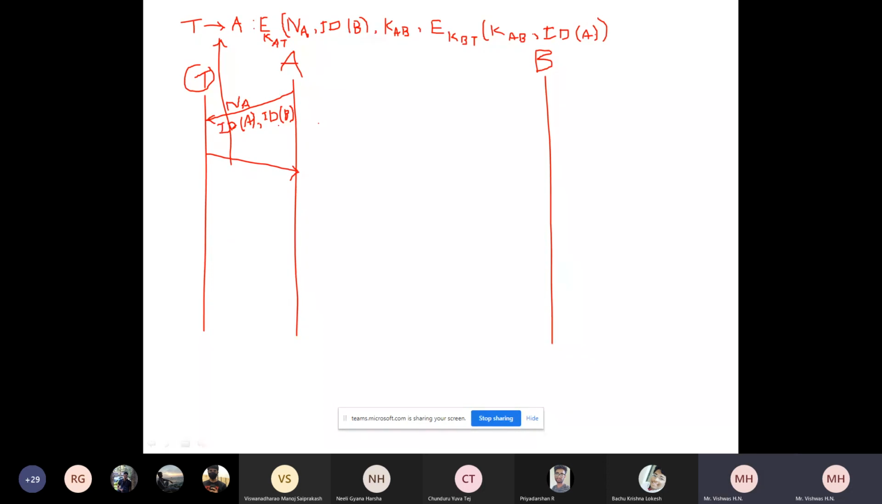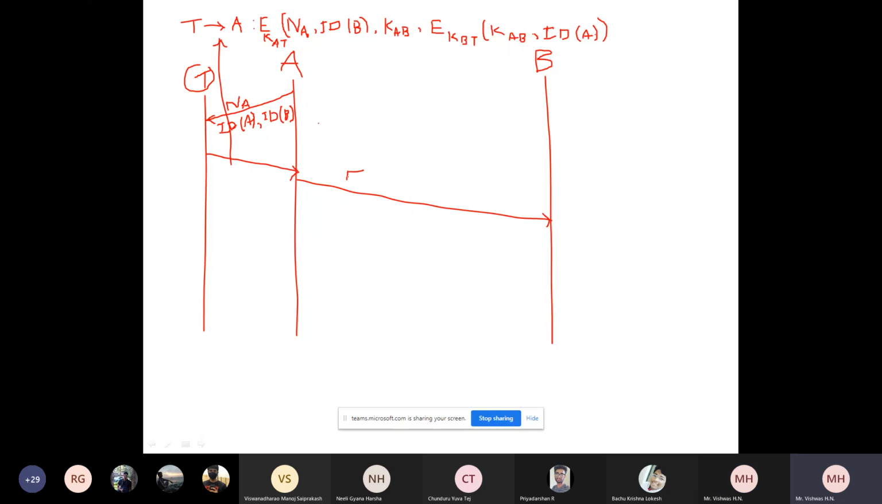Is it clear, students? So upon receiving this, what will A do? A sends the received token to principal B. Is that clear? So A, upon receiving this, will send the received token. What is the received token? This is the received token. EBT, EAB, ID of A. Is that clear? So let me write it.